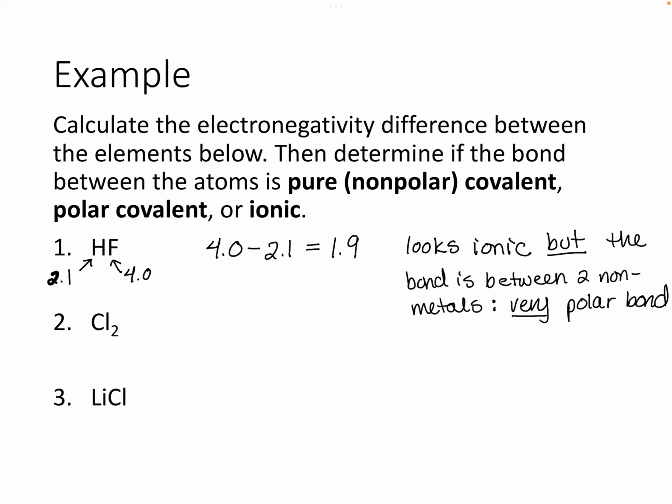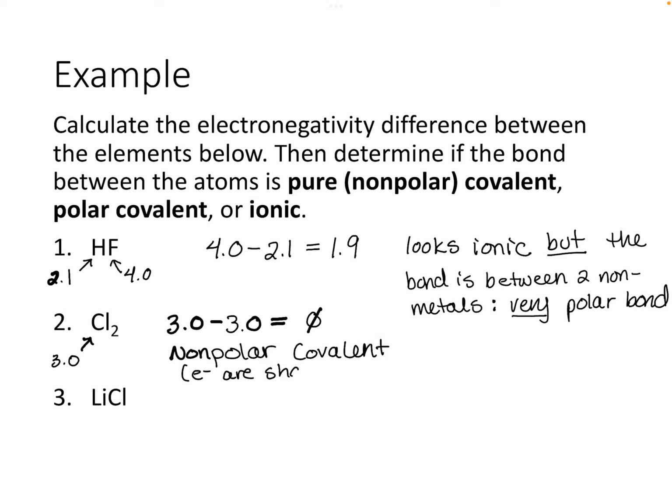We have two chlorines. And earlier we said that each chlorine has an electronegativity value of 3.0. So we're going to subtract 3.0 from 3.0, and that gives us a difference of 0. So how would we categorize that bond? This one would be a non-polar covalent bond, or pure covalent bond. So that means that the electrons are shared equally.